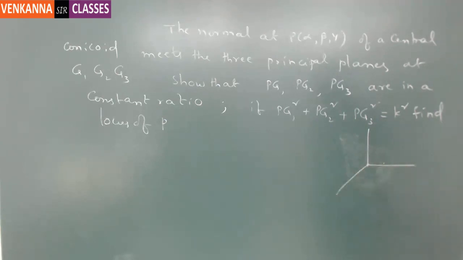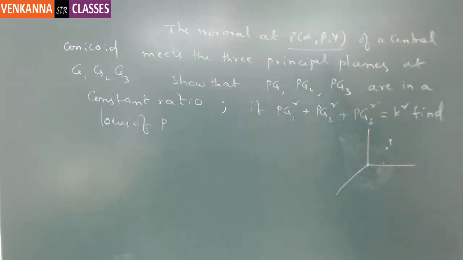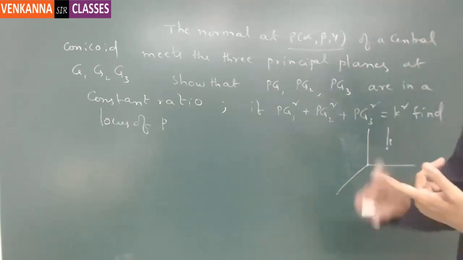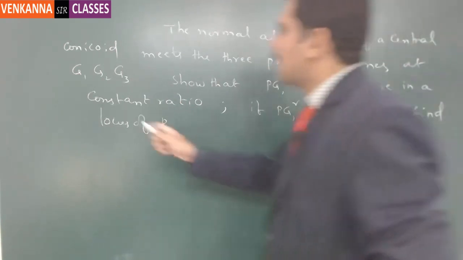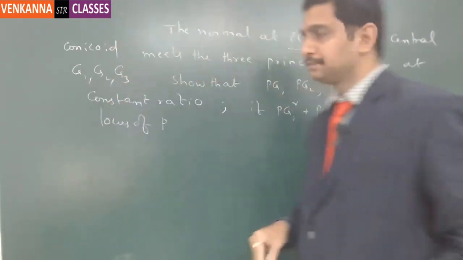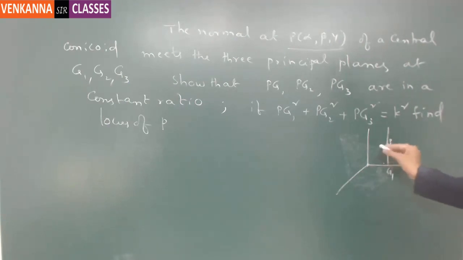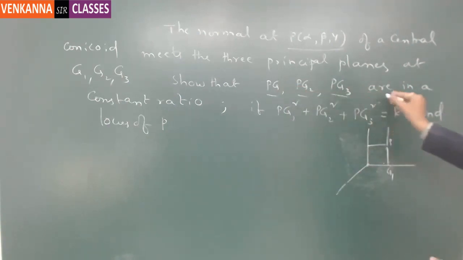y-axis and z-axis. So I have taken a point P(alpha, beta, gamma) on the conicoid. And it says that if you consider a normal at P, it intersects the three principal planes. So it intersects the xy plane, yz plane, zx plane. The principal planes are nothing but the coordinate planes, at the points G1, G2, G3. So what happens if you consider the distances PG1, similarly PG2 and another one PG3, the distance values are in a constant ratio.